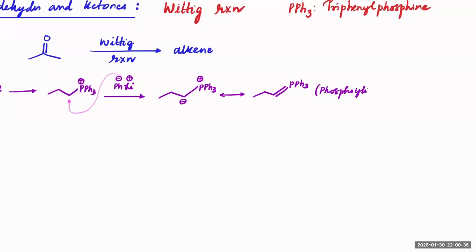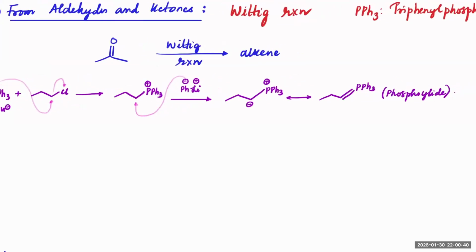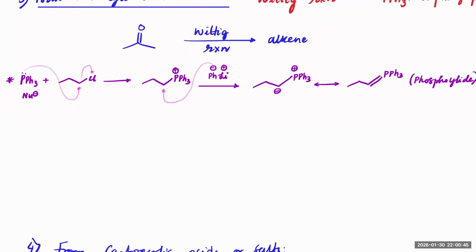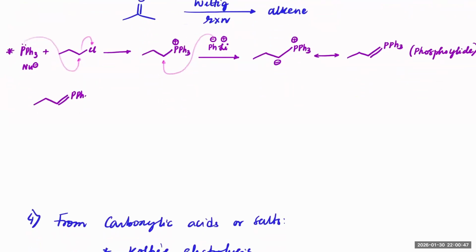Phosphorus ylide. So you will get a formation of a phosphorus ylide, PPh3. Once you get the ylide, now you react this with a ketone. Basically, in this case, you imagine this way because this was the minus part and then we have PPh3, which has a plus part.